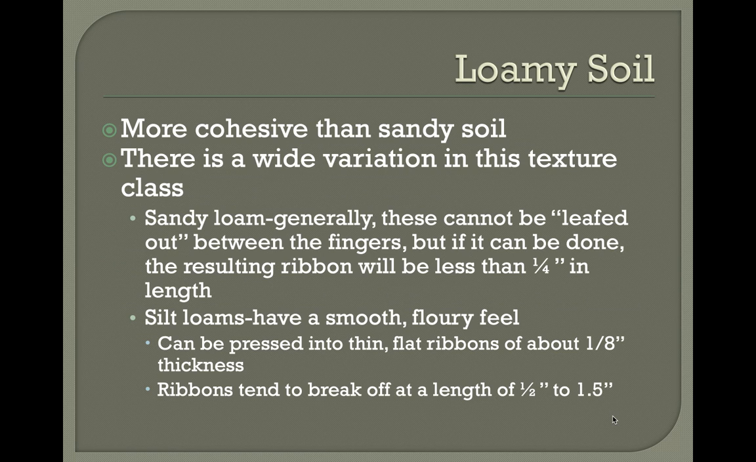A more cohesive soil and the preference of soil would be a loamy soil, and there's a really wide variation as far as loamy soils. You can have some sand in it, you can have some clay in it, it can be mostly silt. A sandy loam typically is not going to be able to be pressed out into a ribbon, but if you can, it's going to be very, very small. You might have just enough clay in it to get it to ribbon just a little bit, but it's probably not going to be very much.